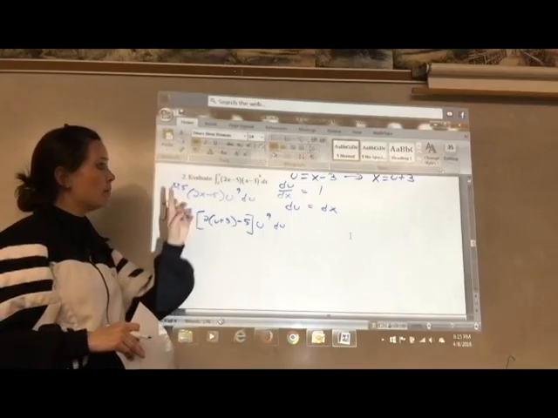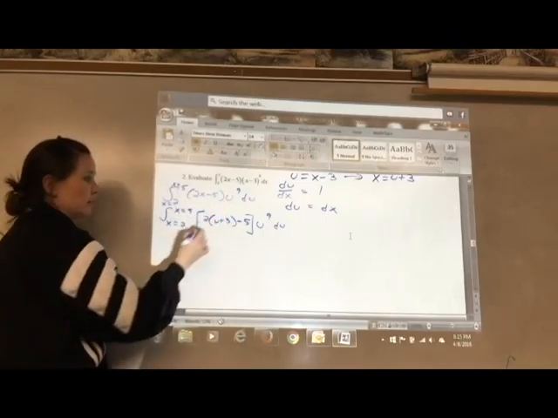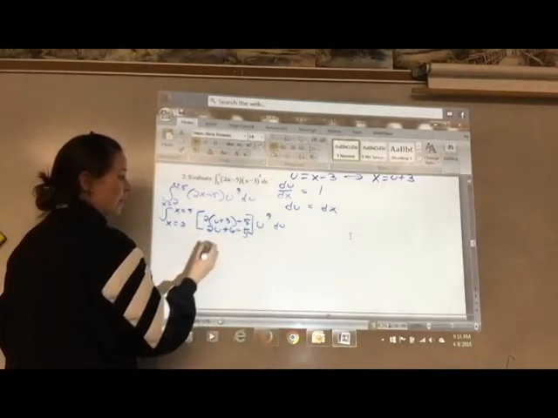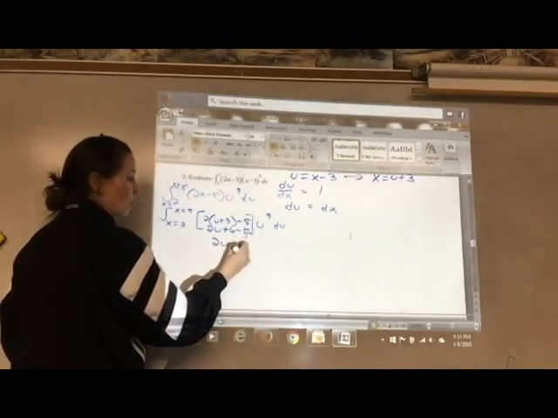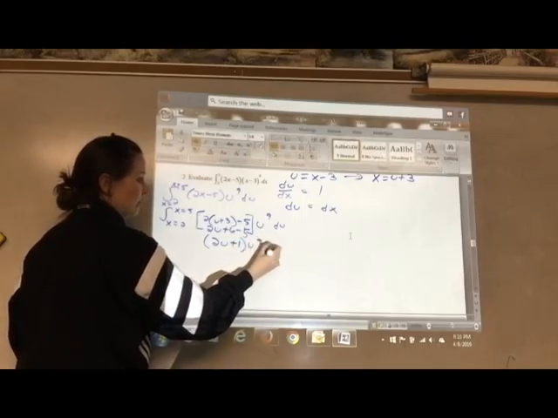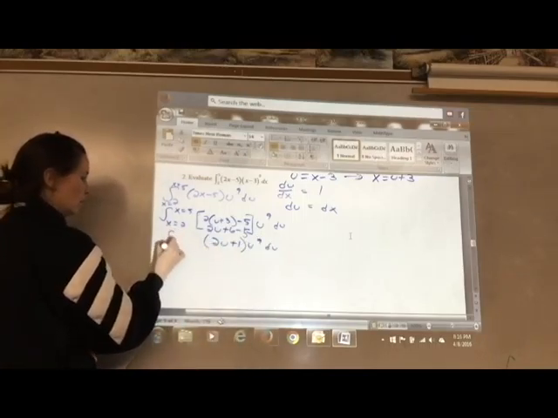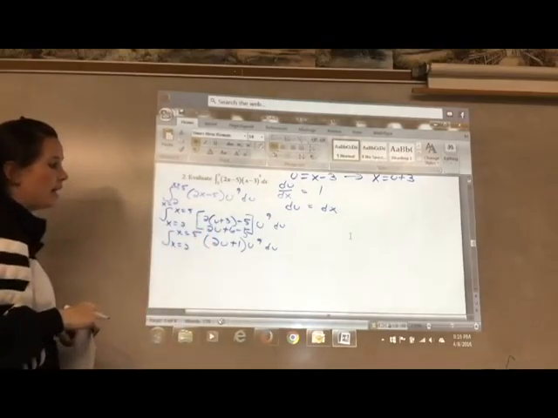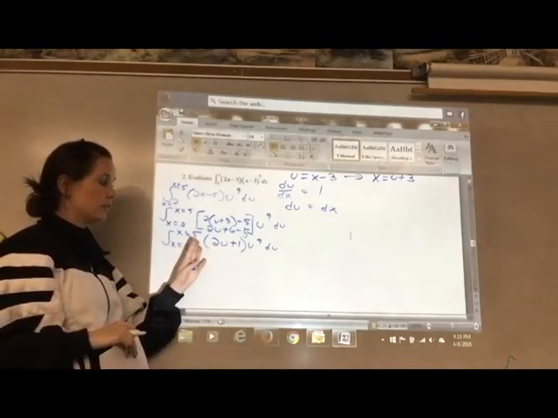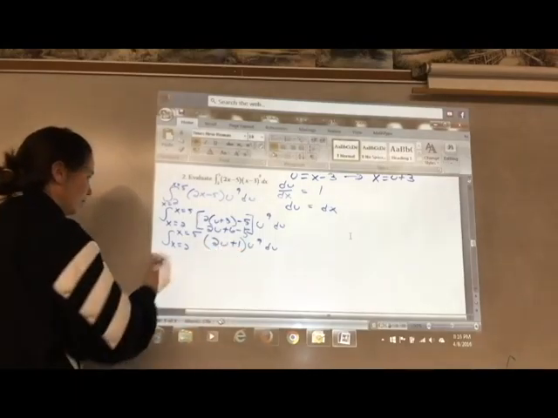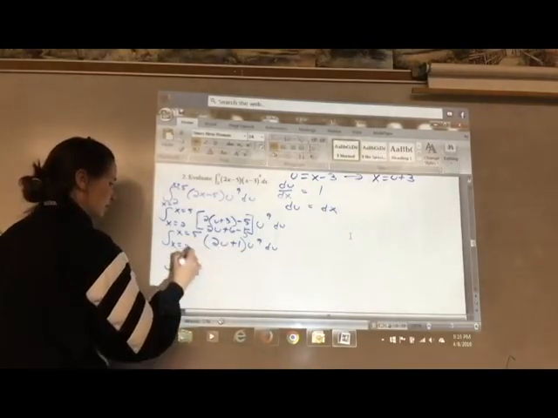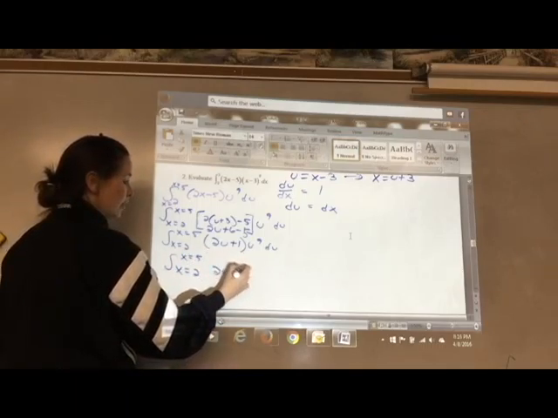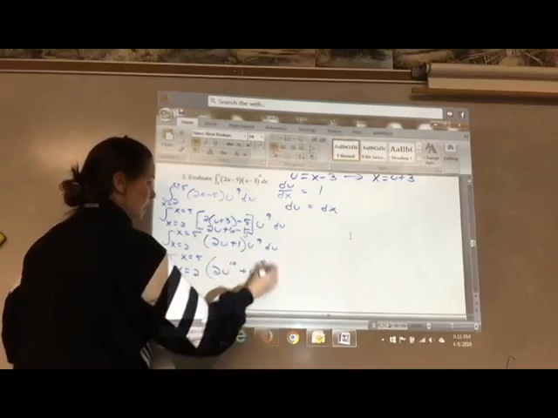So I'm taking my x, subbing it in. So let's simplify this. This is 2u plus 6 minus 5. So that's 2u plus 1. And then a u to the 9th du. Okay, and then there's no such thing as the product rule, so we might as well distribute, and we get 2u to the 10th plus u to the 9th du.